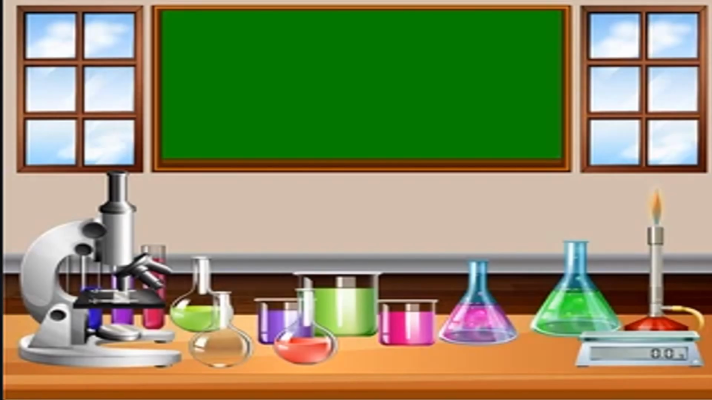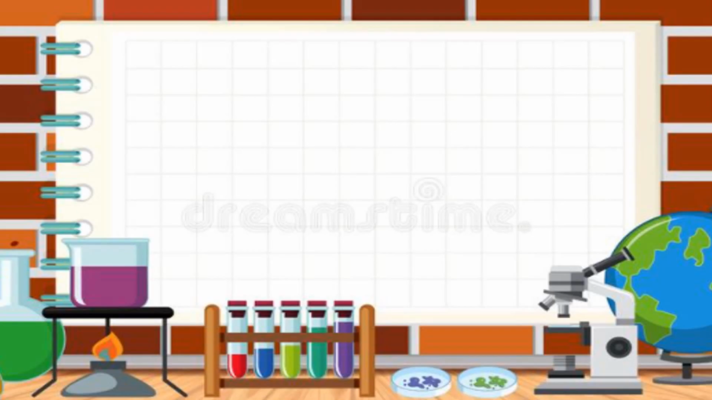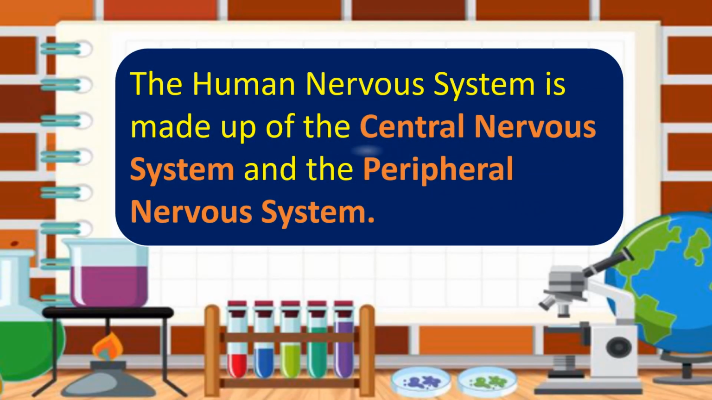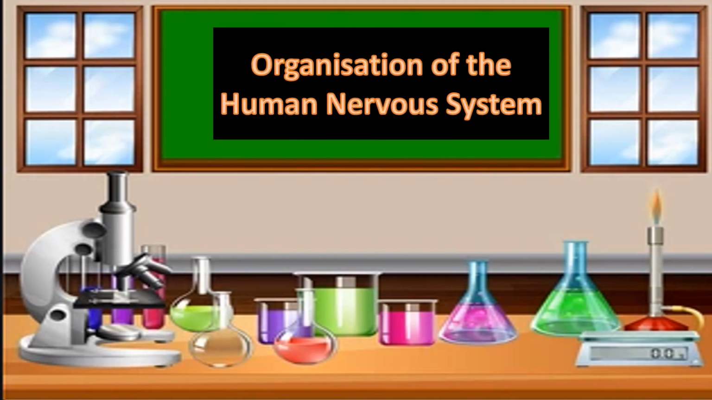Good day everyone. For today's topic, you are going to learn about the nervous system. The human nervous system is made up of the central nervous system and the peripheral nervous system. The next slide is all about the organization of the human nervous system.